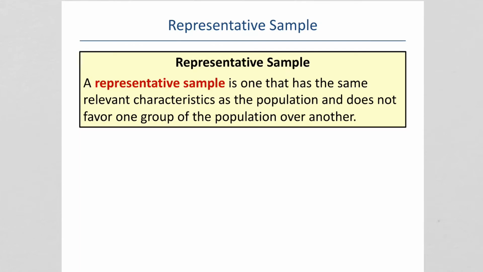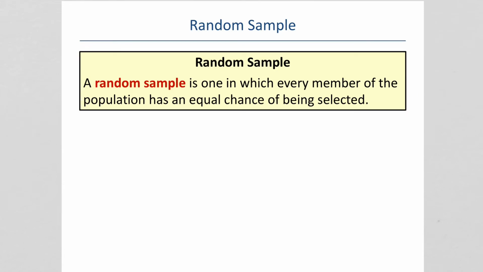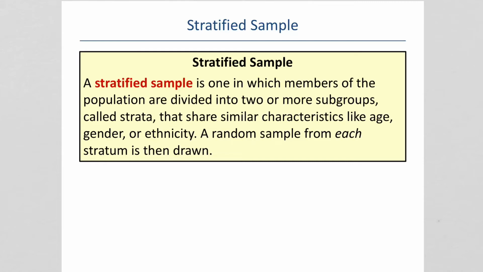A representative sample is one that has the same relevant characteristics as the population and does not favor one group of the population over another. A random sample is one in which every member of the population has an equal chance of being selected. A stratified sample is one in which the members of the population are divided into two or more subgroups, called strata, that share similar characteristics like age, gender, or ethnicity. A random sample from each stratum is then drawn.